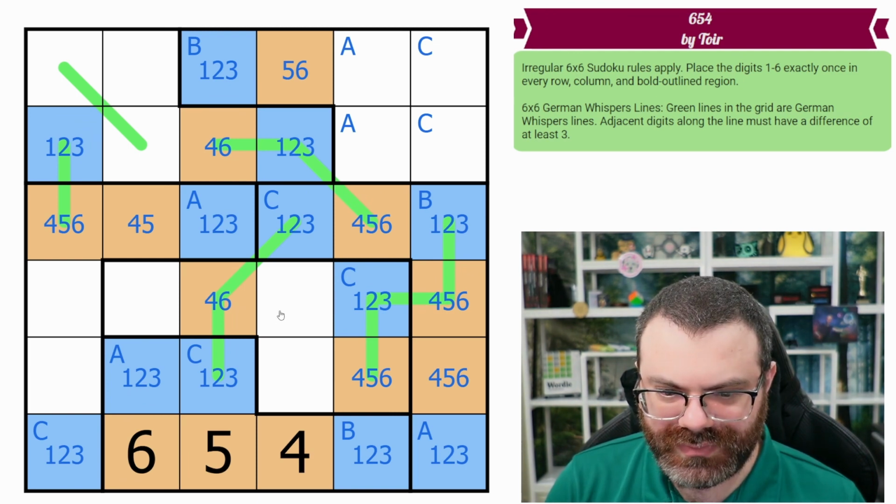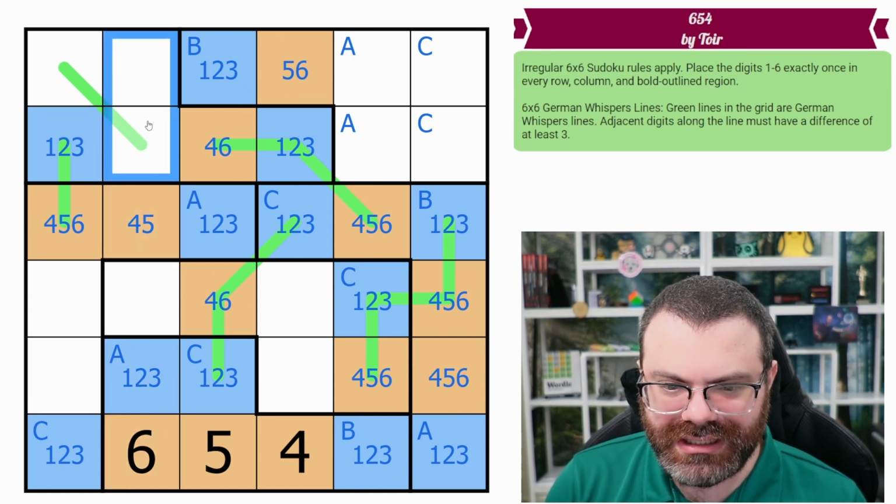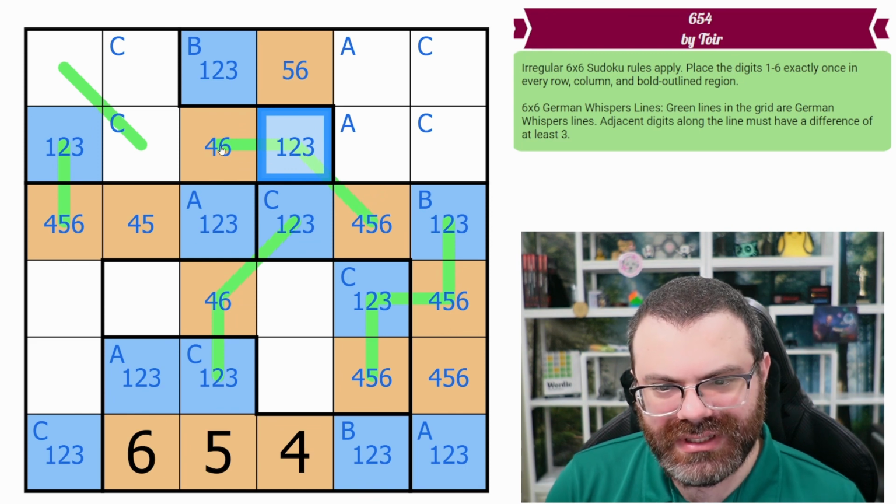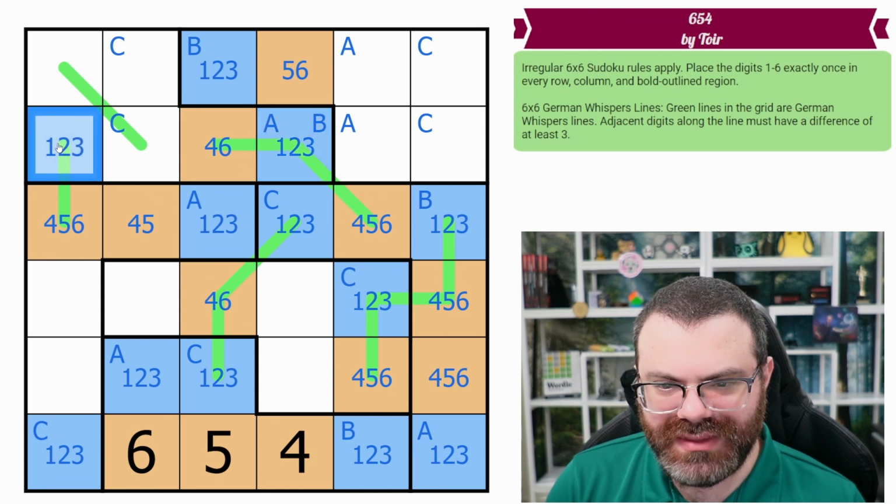Okay. This column needs a C. It's only going to get it from up here because this C's here. So there's a C in one of these two as well. I'm thinking I might have to subcolor the orange as well, but let's see. This is what? This is not C. So this is A or B, and this is A or B.